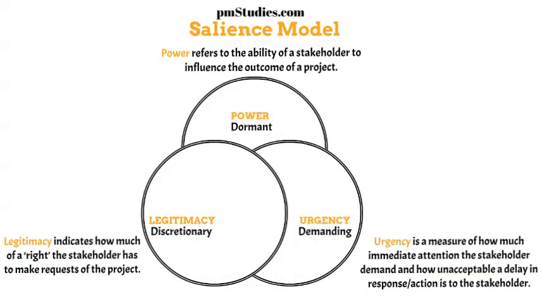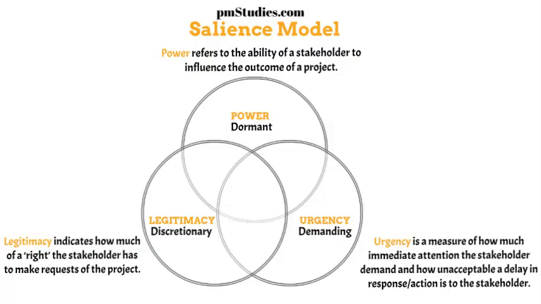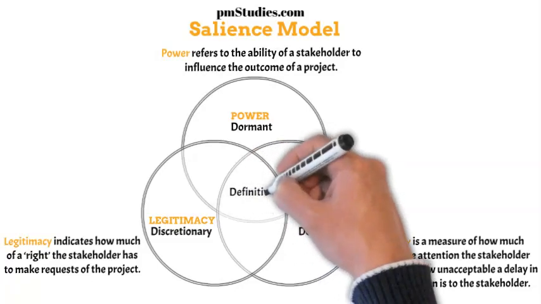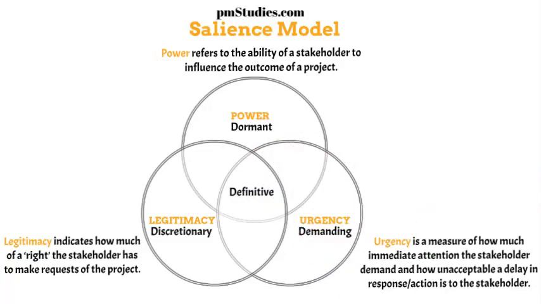We will now look at where the 3 attributes of power, urgency, and legitimacy overlap. Let's start with the middle sector where all 3 characteristics intersect. The stakeholders in this sector are categorized as definitive stakeholders. They have power, urgency, and legitimacy. They are, therefore, the most important stakeholders. Project managers must prioritize these stakeholders above all others.